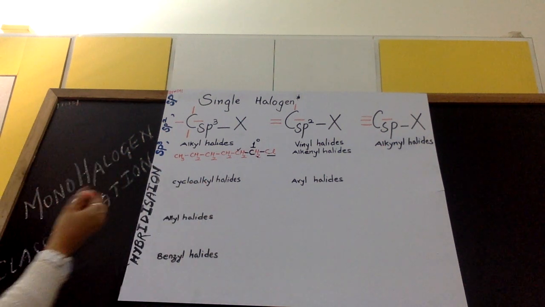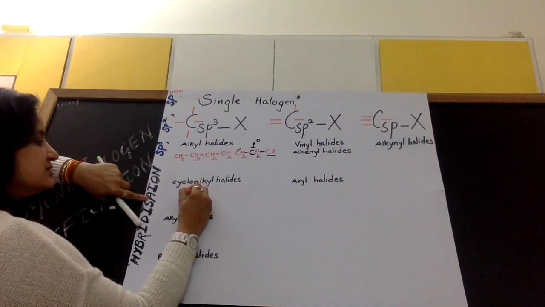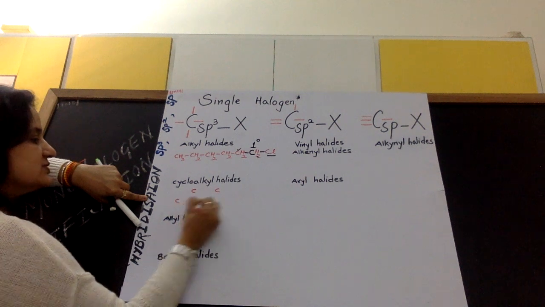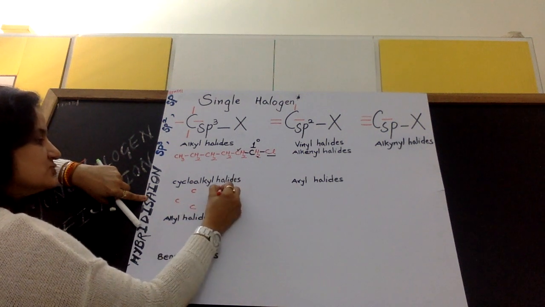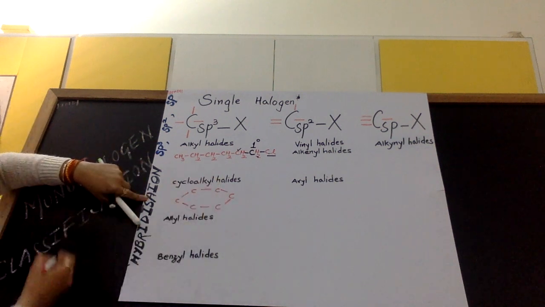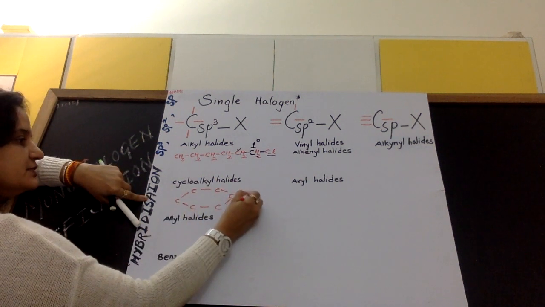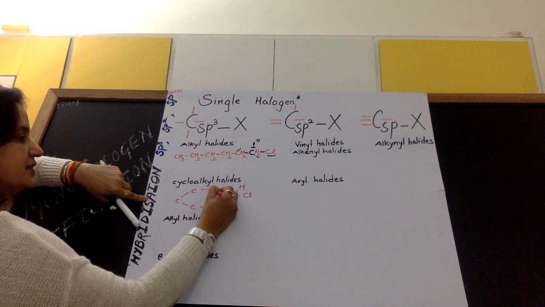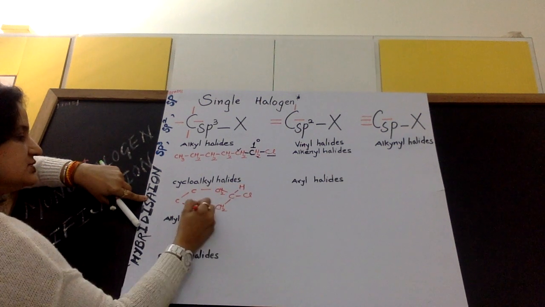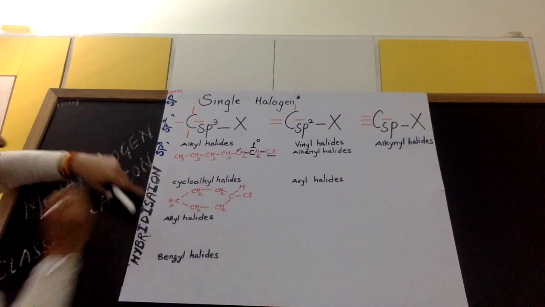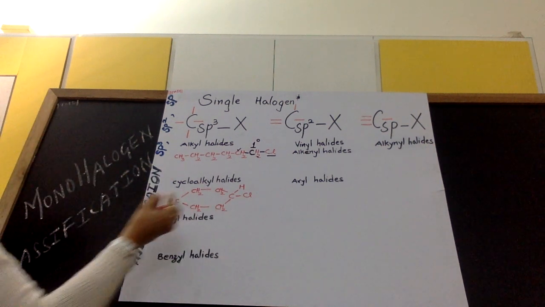Now I am writing a cycloalkyl halide. Say we take same 6 carbons, but I am making a ring. So 1, 2, cyclo means ring. So 1, 2, 3, 4, 5, 6. Say I put a halogen here. 1 valency remaining, so I am putting a hydrogen here. Here I am putting 2H, here 2H. Here also 2 hydrogen, same over here, H2 and H2. Okay.